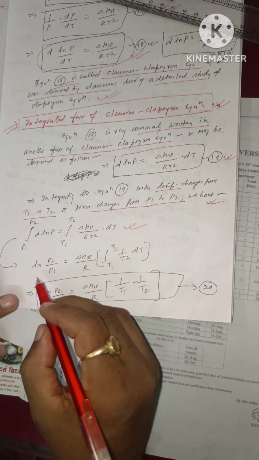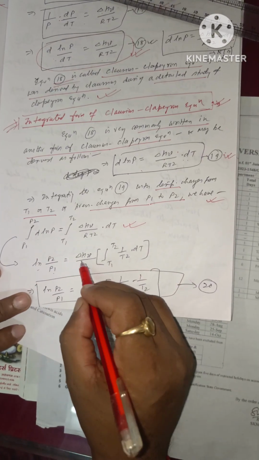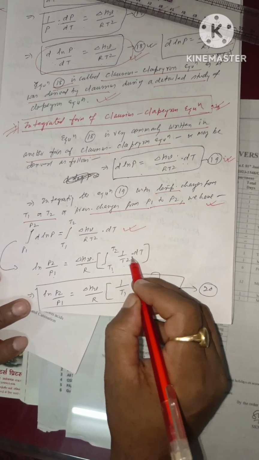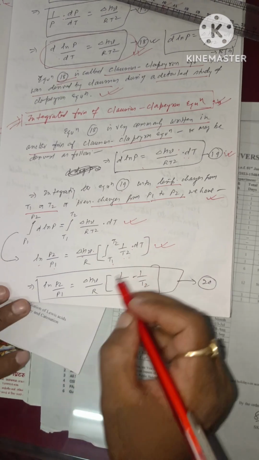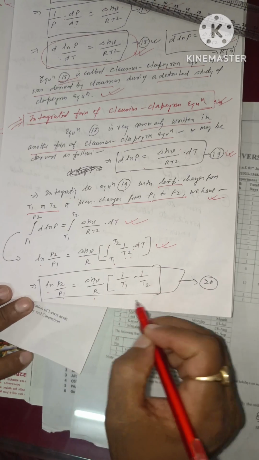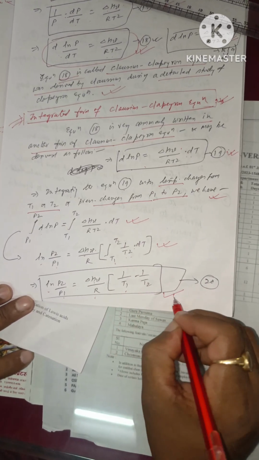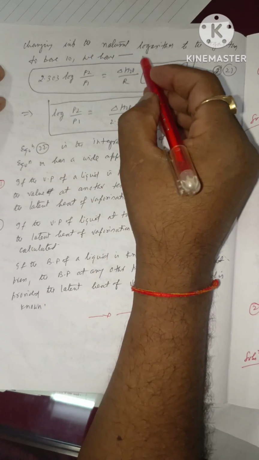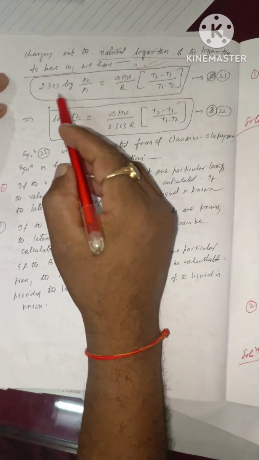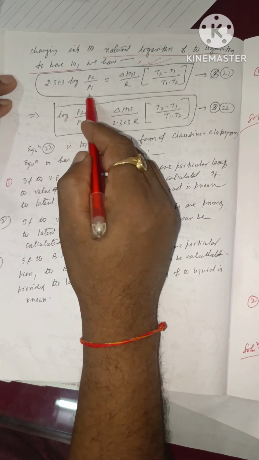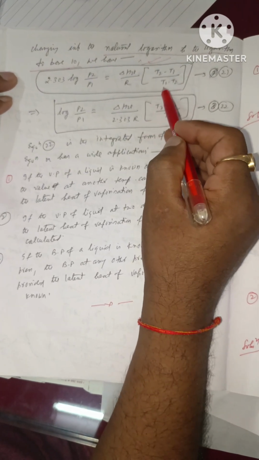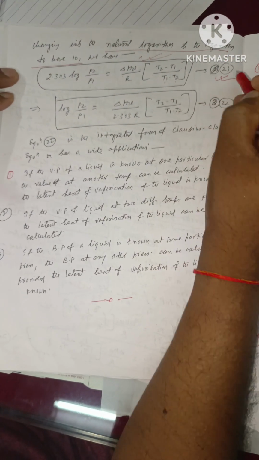Therefore, on putting the values, ln P2 by P1 is equal to delta Hv upon R times the integration from T1 to T2 of 1 upon T square into dT. Further putting the values, then ln P2 by P1 is equal to delta Hv upon R within big bracket 1 upon T1 minus 1 upon T2. Say it equation number 20. Changing from natural logarithm to logarithm to the base 10, we have 2.303 log P2 upon P1 is equal to delta Hv upon R within bracket T2 minus T1 divided by T1 into T2. Say it equation number 21.